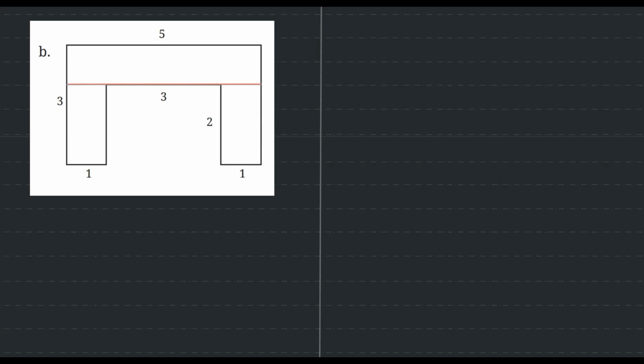So let me call this ABCD. So this is A, this is B, and this is C. Let's look at the values. I'll explain the values. This entire length is 3. This entire length is 2. So how much will this be? Yes, 3 minus 2, that is 1. This is 1.